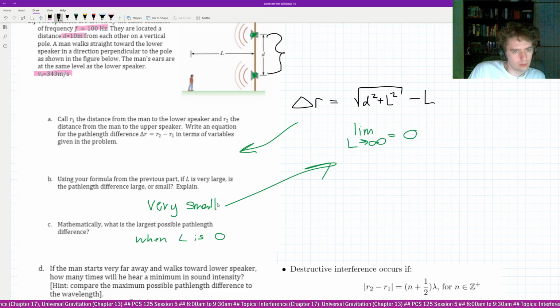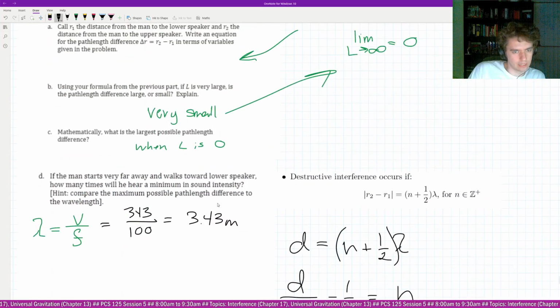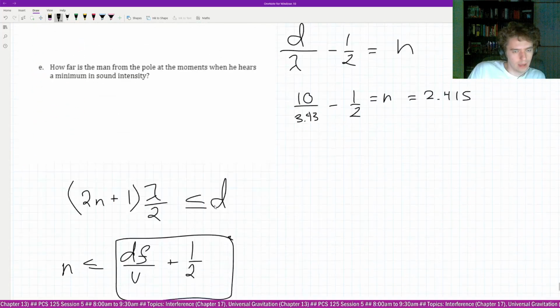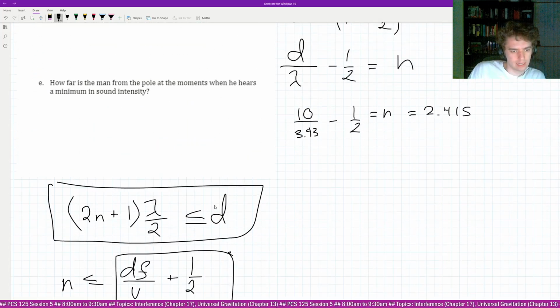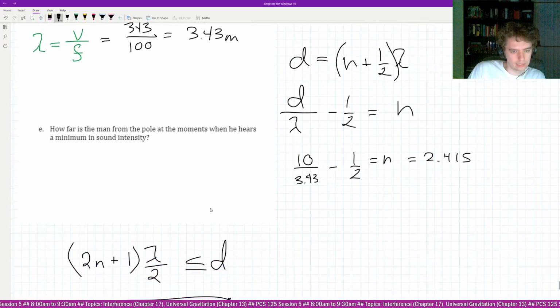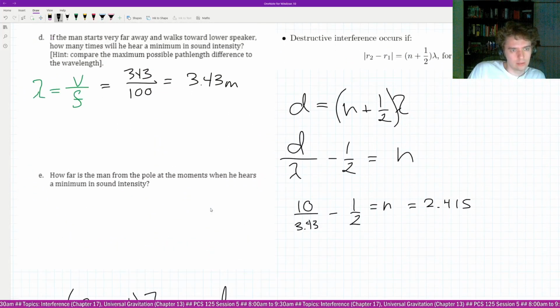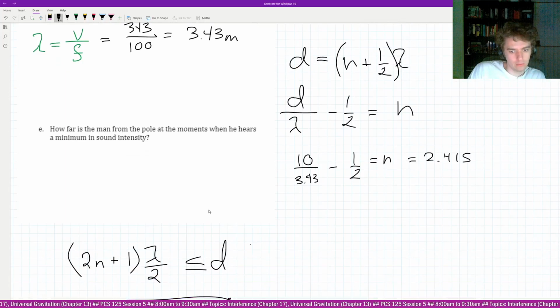So, which is the maximum path length difference. Yeah. And so, I don't really understand how this gets us the answer, though. I see the math, but I don't understand how it gets us the answer. Compare the maximum possible path length difference to the wavelength.